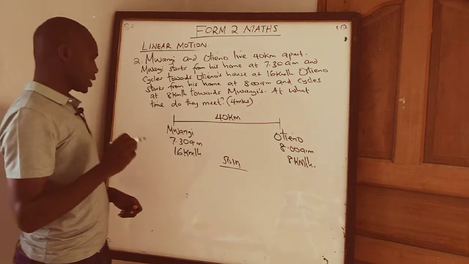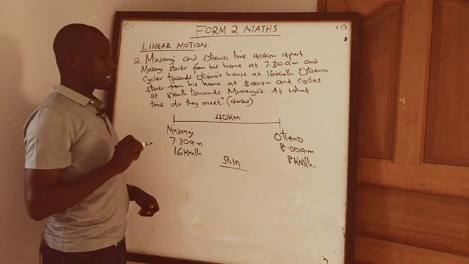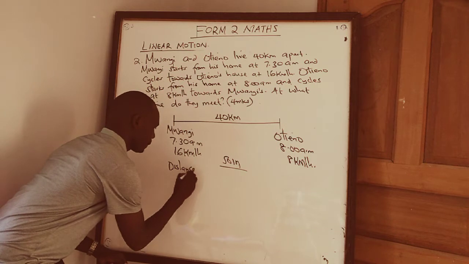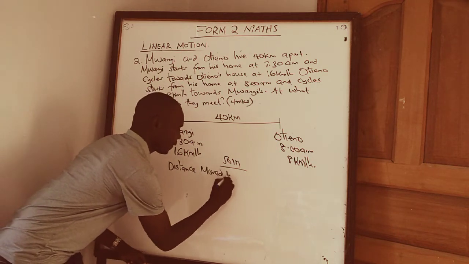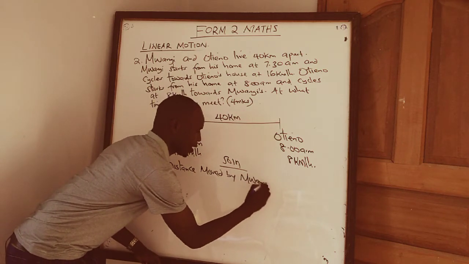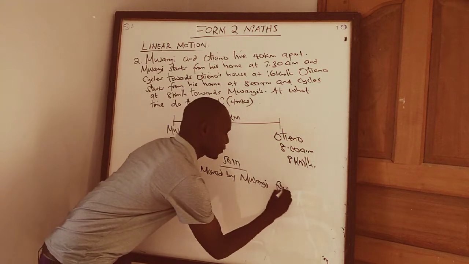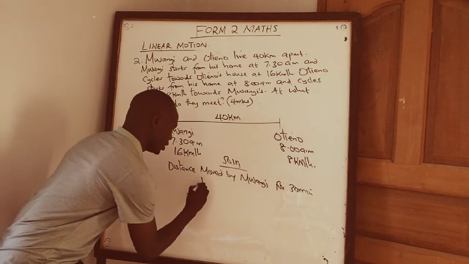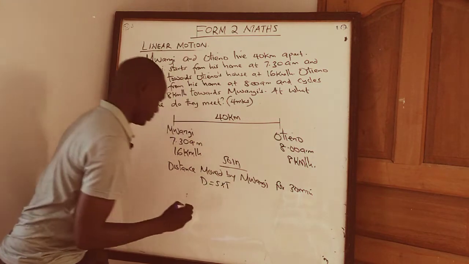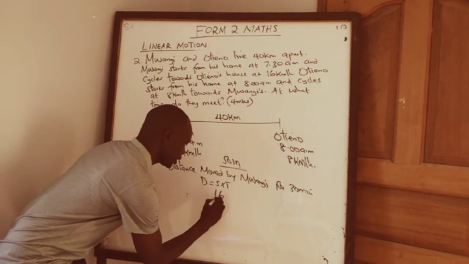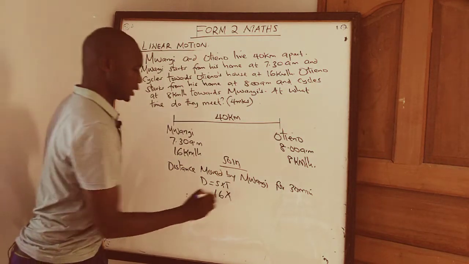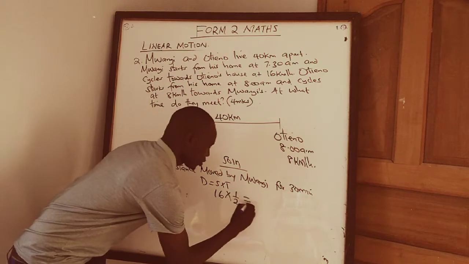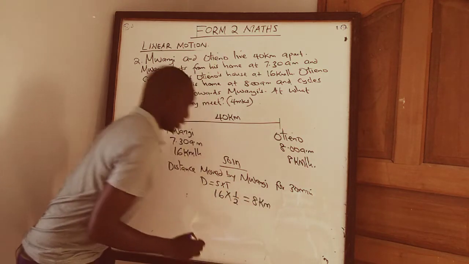We need to calculate the distance covered by Mwangi for 30 minutes before Otieno started. Now, distance moved by Mwangi before Otieno started, that is for 30 minutes, which is half an hour. How do we calculate the distance? We know distance is given by speed times time. The speed for Mwangi was 16. We multiply by the time, which is 30 minutes, or half an hour, and this is going to give us 8 kilometers.